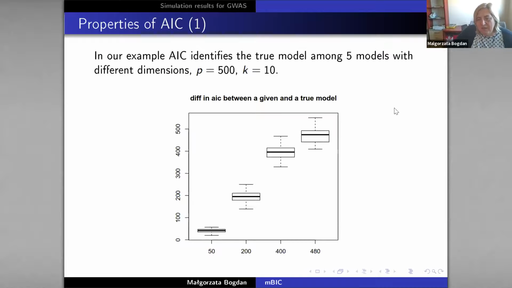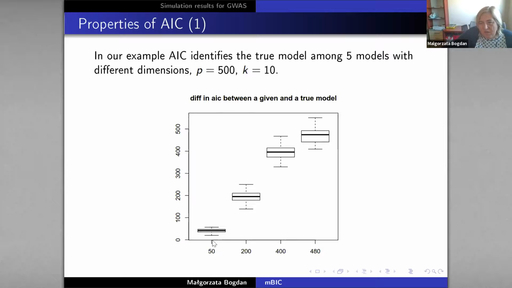Okay, and here is the example which shows this. I'm comparing 5 different models: a model with 10 variables which are important, then I added 40 noise variables, so I have a model with 50 variables, then 200, 400, 480. I did many simulations, and in all of them, these box plots show the difference in Akaike between a given and a true model. All these box plots are above 0.